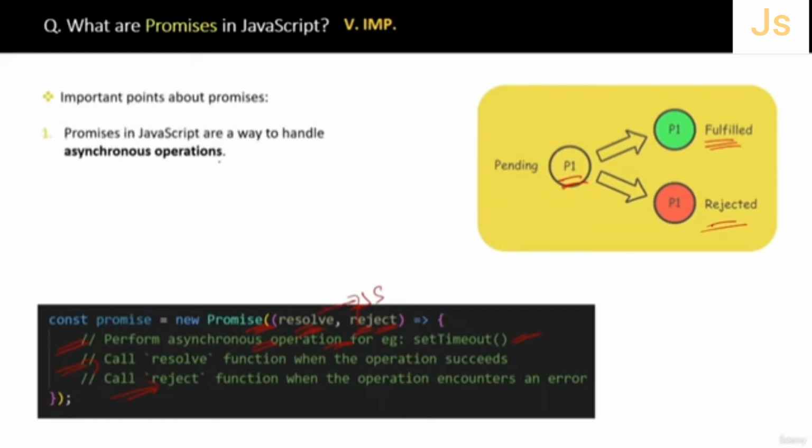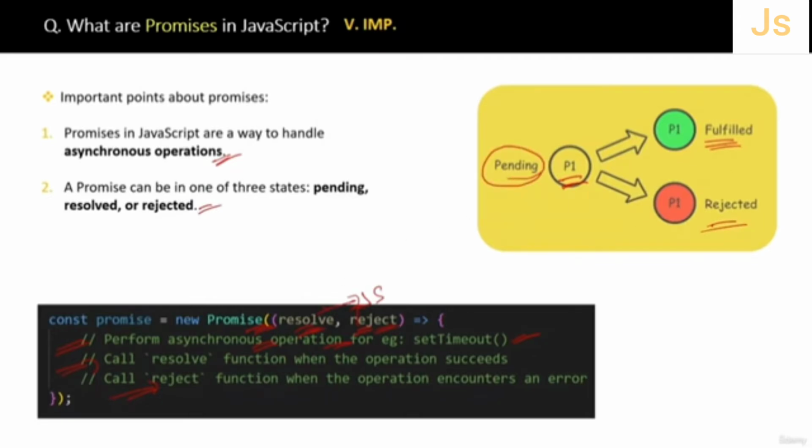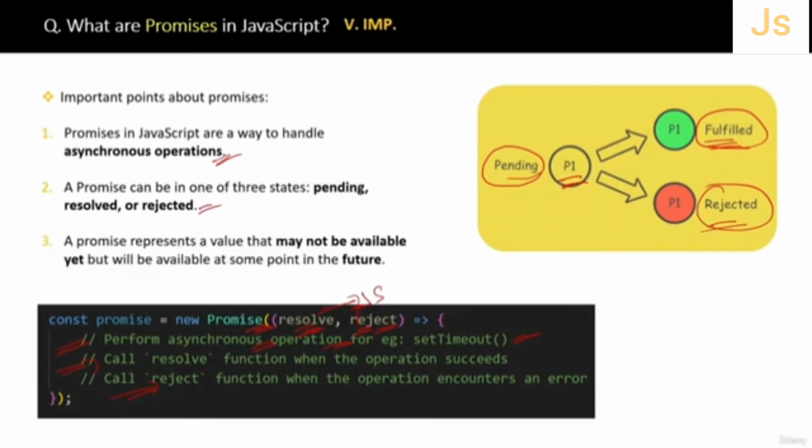Promises in JavaScript are a way to handle asynchronous operations. That is their first point. Then a promise can be in one of three states: pending, resolved, or rejected. No other state. So when the promise is running or executing, it is in a pending state. After getting the result, it will be either in a resolved or rejected state. Okay, the last point about promises is that a promise represents a value that may not be available yet, but will be available at some time in the future.